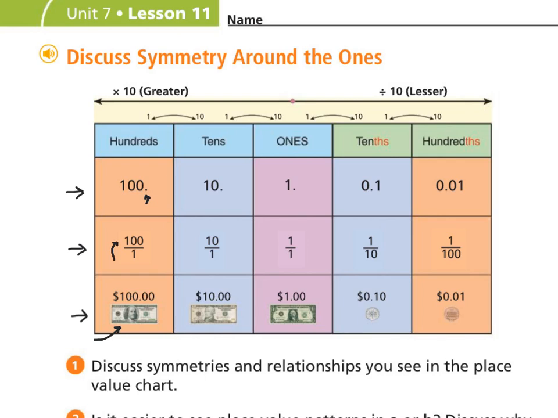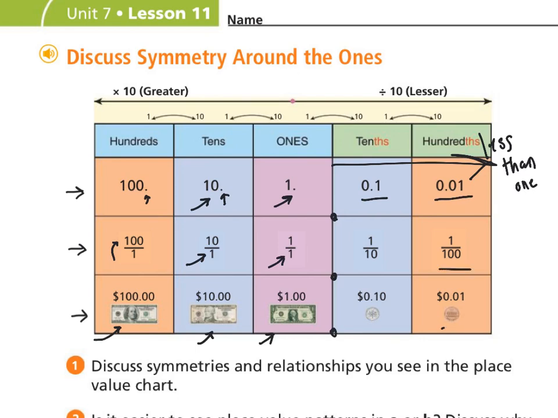And then it moves down to the next place value. Then you've got your $10 bill, 10 over 1 as your improper fraction, and then 10 with your decimal point right here. Your next one is 1 over 1, which is 1 whole, and $1. Now you've got your big decimal point here. When your big decimal point is here, everything on this side is less than 1. So it's in the coins. I haven't gotten to a whole dollar yet. So you've got 10 cents, 1/10, and then you've got 0 and 100th, 100th, and a penny.